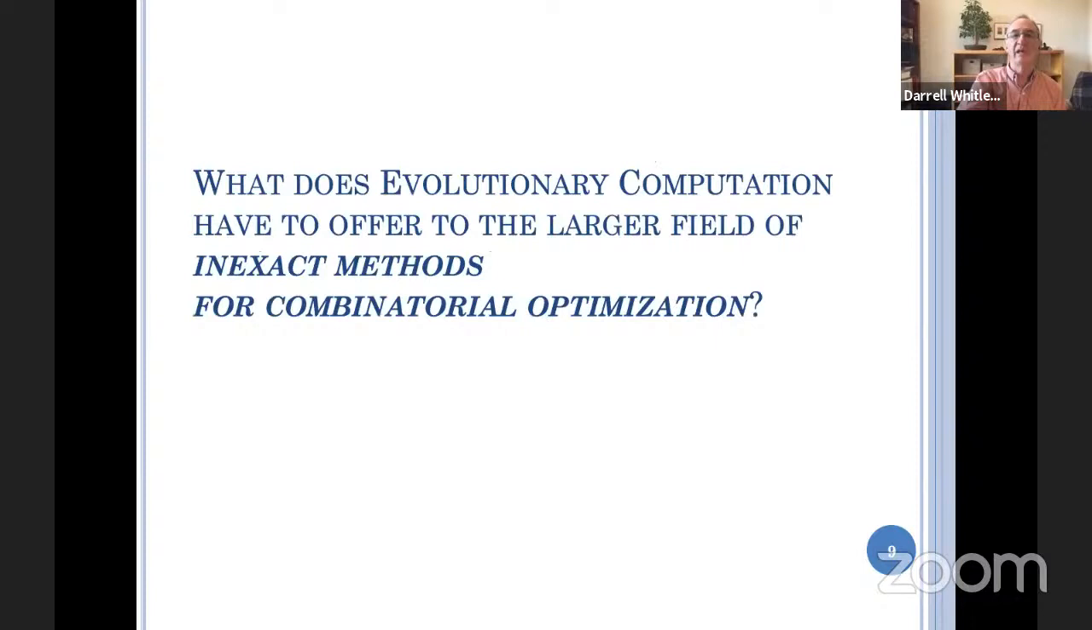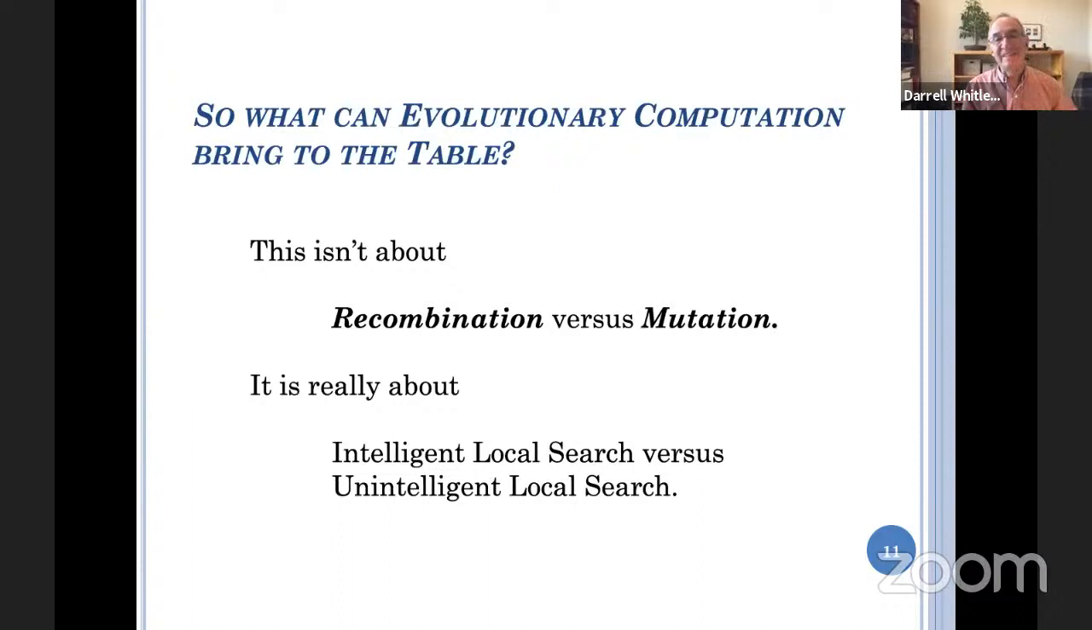So what is it that we have to offer to the larger community? I think it's recombination, and I think it's parallelism. And the parallelism is increasingly important with multi-core machines and also GPUs. Now, that doesn't mean that I'm trying to compare recombination versus mutation. I'm really talking about the difference between intelligent local search versus unintelligent local search, because I'm going to assume that the intelligent local search is already in there. It's already part of what we're doing.